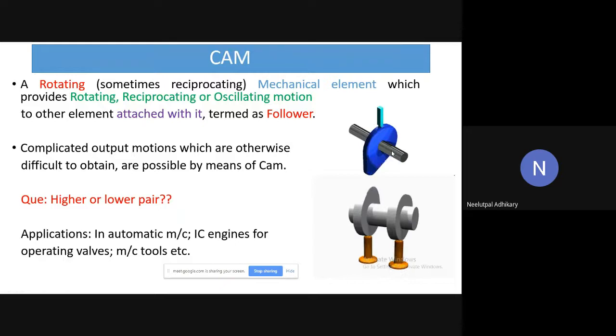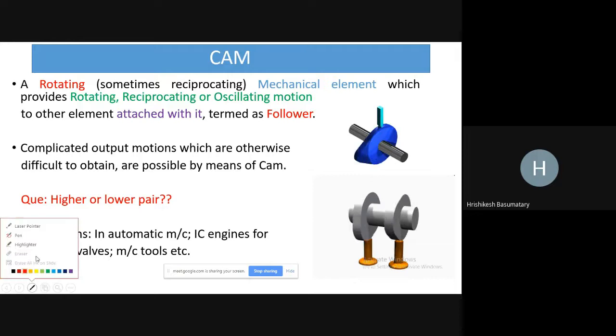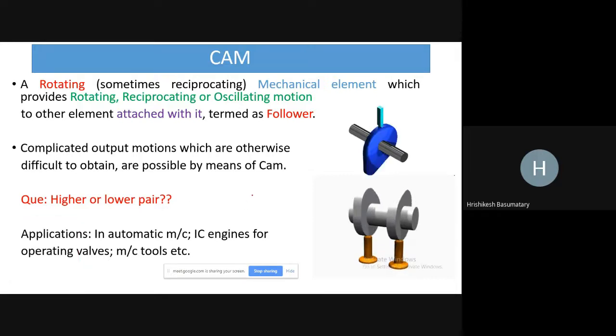Lower. What kind of contact is there in this case? Sir, this is a line contact, sir? In this particular design, actually yes, correct, it's a line contact. So this particular type of follower, we call it a knife edge follower. We'll see the different categories of follower.